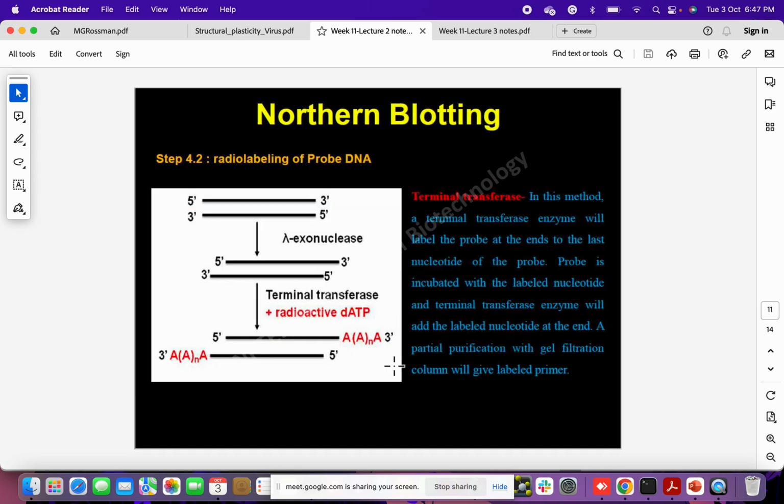Radiolabeling of probe DNA, 5 prime to 3 prime, 3 prime to 5 prime, using lambda exonuclease, then terminal transferase plus radioactive dATPs. In this method, a terminal transferase enzyme will label the probe at the end, at the last nucleotide of the probe. The probe is incubated with a labeled nucleotide, and the terminal transferase enzyme will add the labeled nucleotide at the end. Partial purification with a gel filtration column will give the labeled probe.